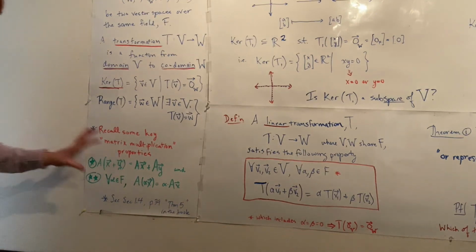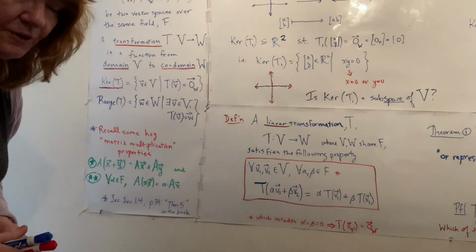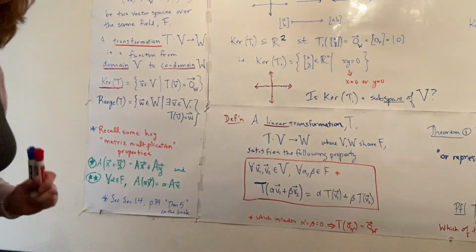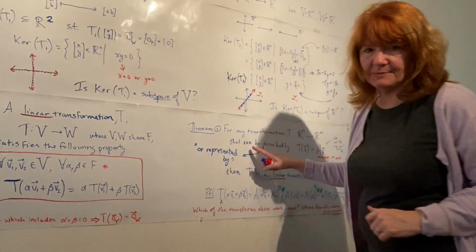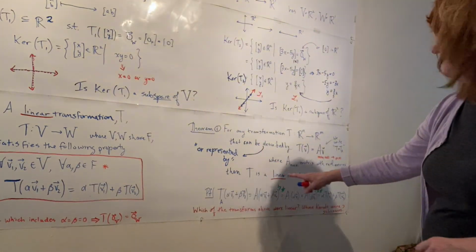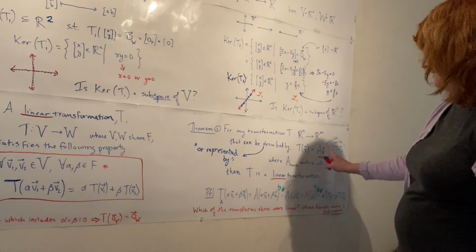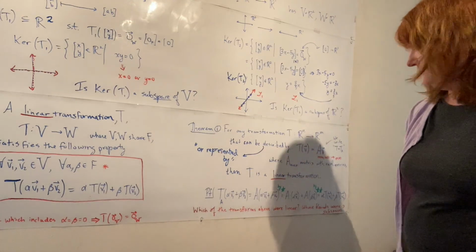Well, anyway, using these matrix multiplication properties that you've supposedly had forever, we're going to be able to prove this theorem. You've already seen it. Let's prove it. Any transformation that can be represented by matrix multiplication is a linear transformation. That's the statement. Proof: one line.